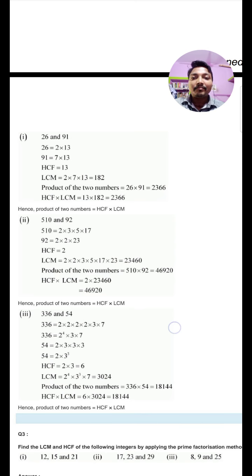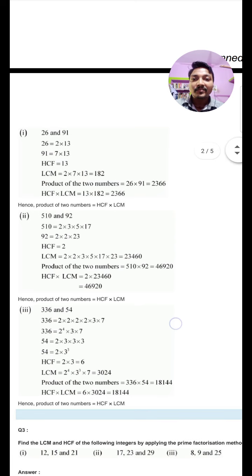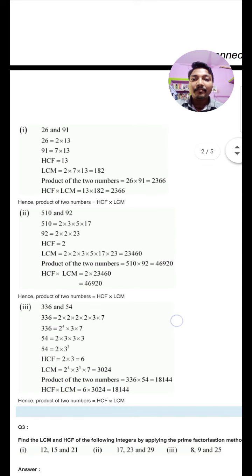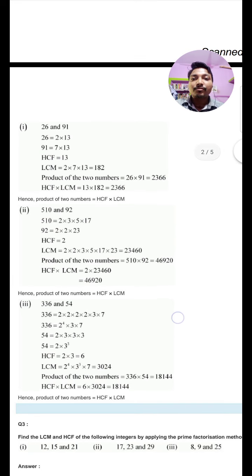Then LCM. LCM is the product of the prime factors used the highest number of times in both prime factorizations. We have to write each prime factor the maximum number of times it is used. See, 2 is used in 26 once, but in 91 there is no 2, so the highest number of times 2 is used is once, so a single 2.